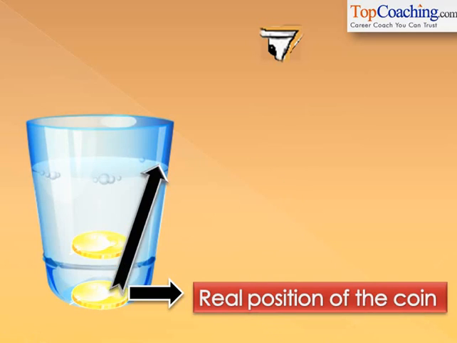That is because light rays come out of the coin and they bend towards the eye like this. The human brain, Raoul's brain, extends the light ray reaching the eye backwards and shows Raoul that this is the position of the coin. In reality, this is not the position of the coin, but Raoul thinks that this is where the coin is located.